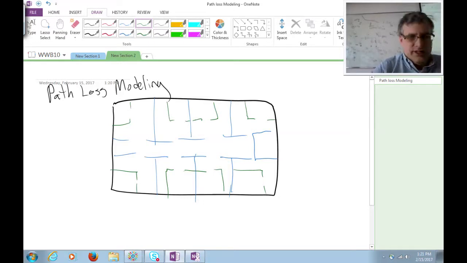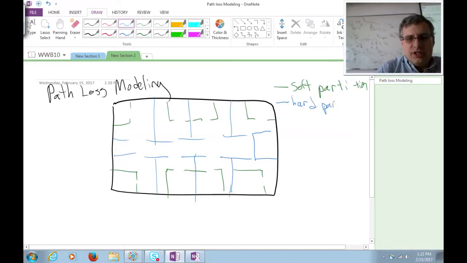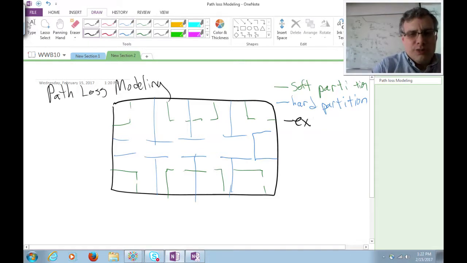And what we have here is a soft partition. That would be like a cubicle, a temporary wall or a modular furniture wall. A hard partition, this would be like plaster, or probably what's behind me right here. And then we've got an exterior wall. This would be brick and steel or something generally more lossy.